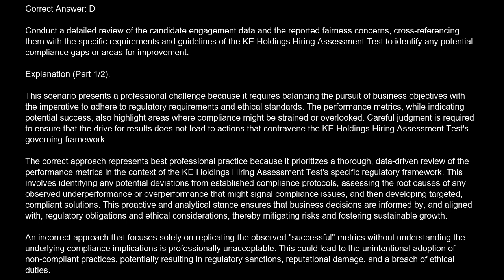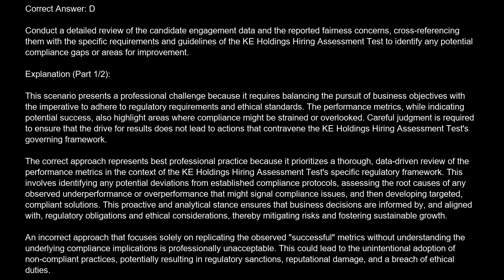Explanation. This scenario presents a professional challenge because it requires balancing the pursuit of business objectives with the imperative to adhere to regulatory requirements and ethical standards. The performance metrics, while indicating potential success, also highlight areas where compliance might be strained or overlooked. Careful judgment is required to ensure that the drive for results does not lead to actions that contravene the KE Holdings hiring assessment tests governing framework.